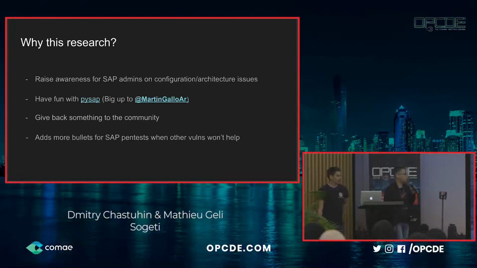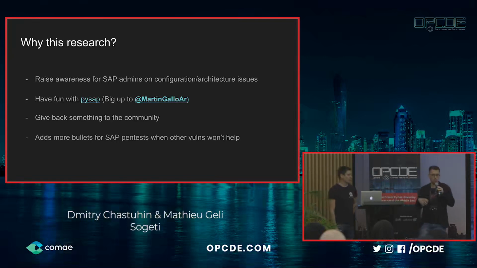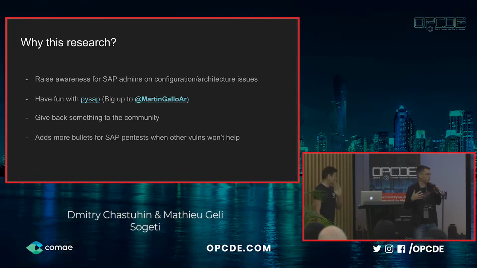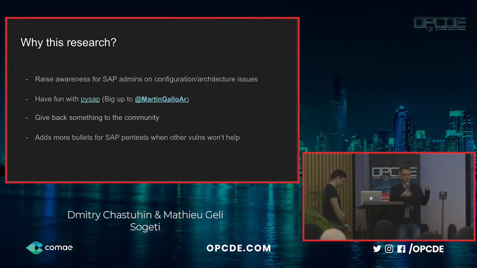So why this research? Basically, we noticed that during audits and pen tests at clients, we very often see issues related to architecture and configuration that are actually well known by the vendor, SAP. But the administrators sometimes don't really know the criticality and the impact of leaving those issues on their systems. So we would like to raise awareness about those issues and how it could go wrong.